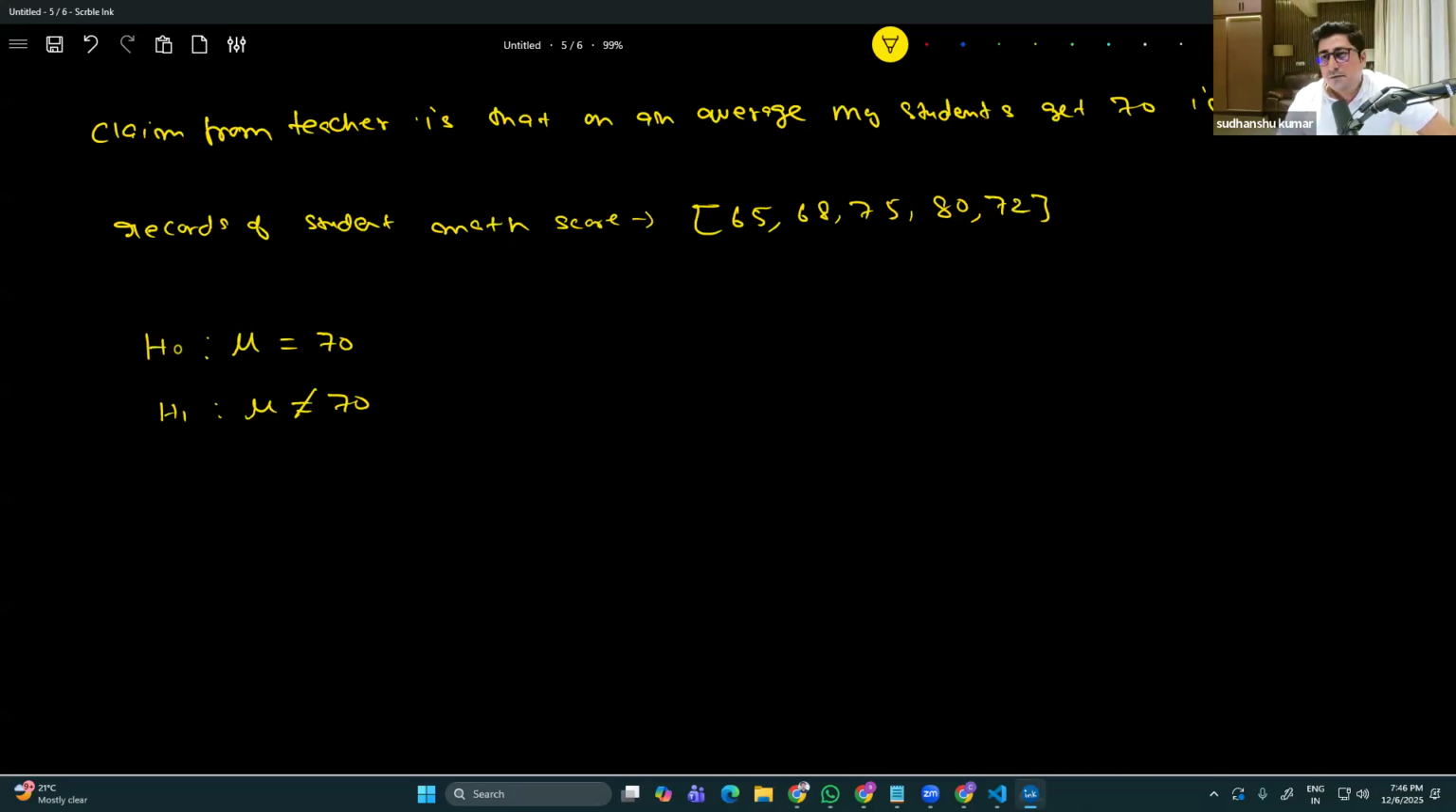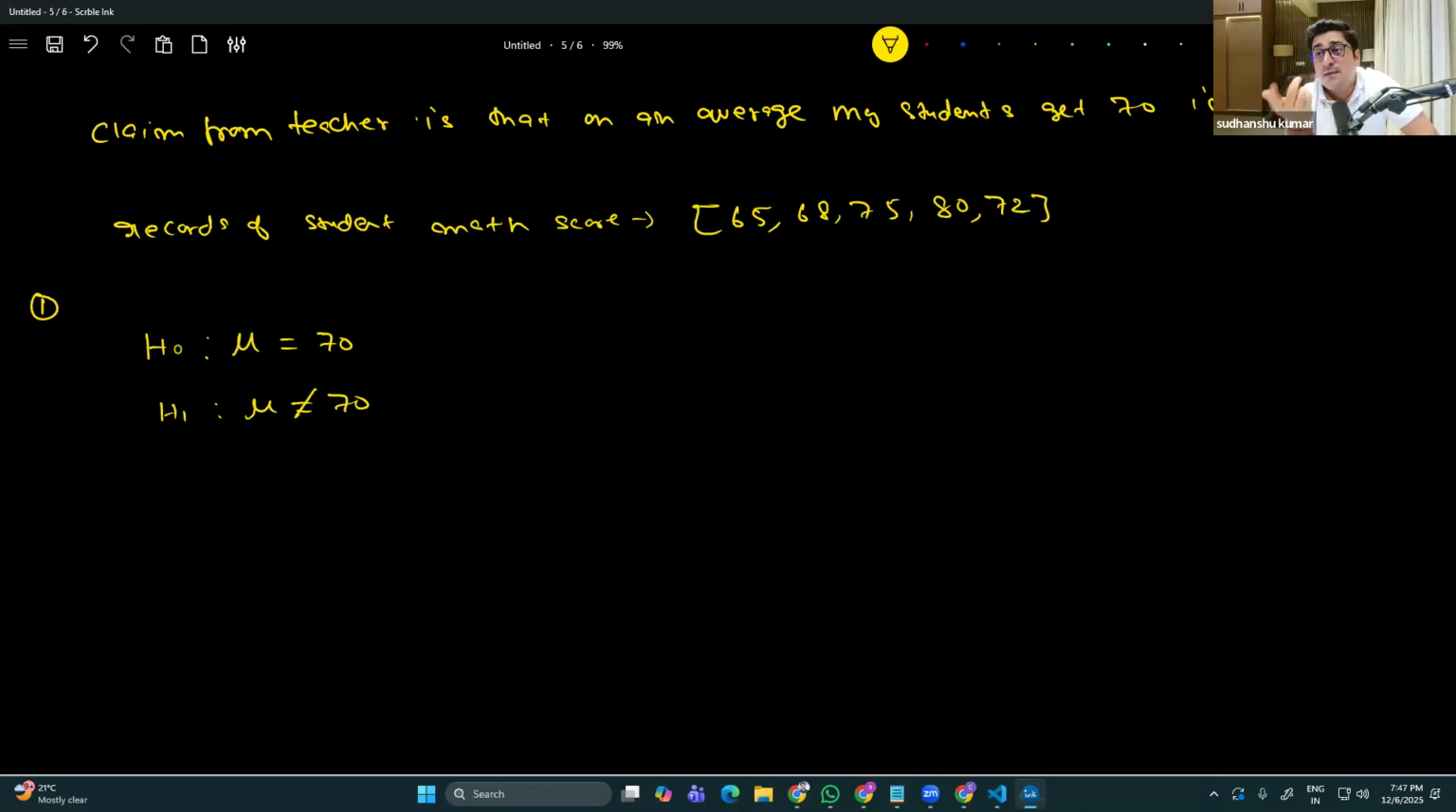This is the alternate one, and this is my step number one. So I'm able to build a hypothesis. Either the teacher is going to be right, or maybe the person who is trying to make a claim is going to be right. So here when I say mu, or the average, is not going to be 70, it simply means that it could be greater than 70 or it could be lesser than 70, both sides, right? Both sides are possible.